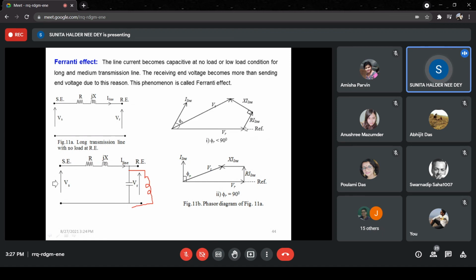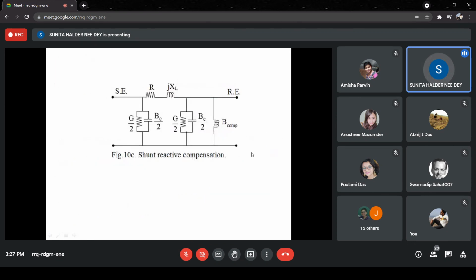So if we use any power factor of load, then this will be the case. In this case also, the same thing can happen. So the remedy is the shunt inductive compensation, right? So what will be the reactive compensation now? Here, instead of using a capacitor, we shall use an inductor.